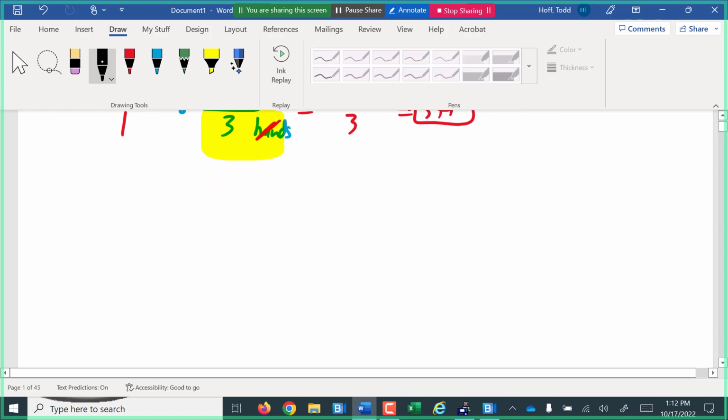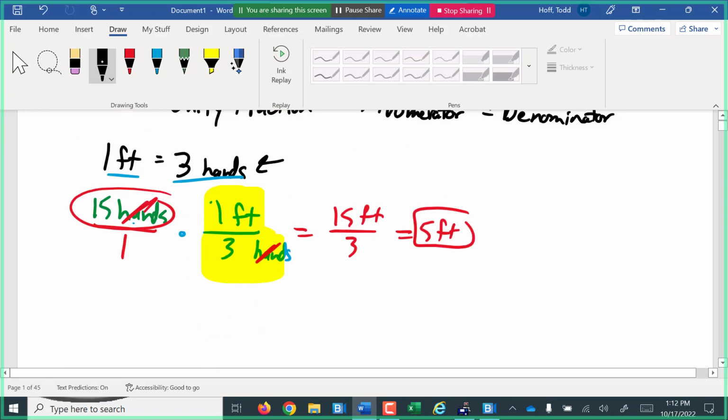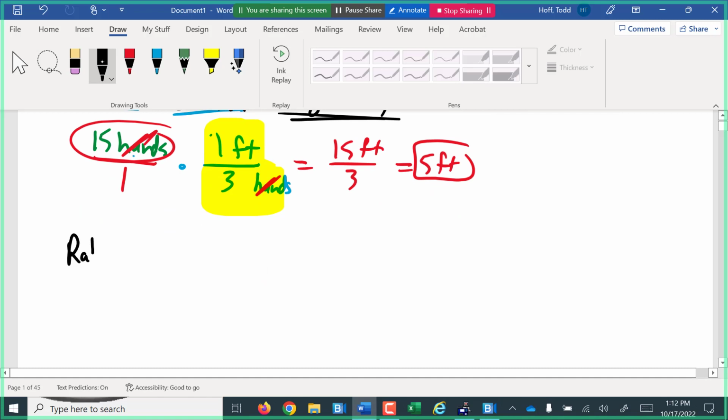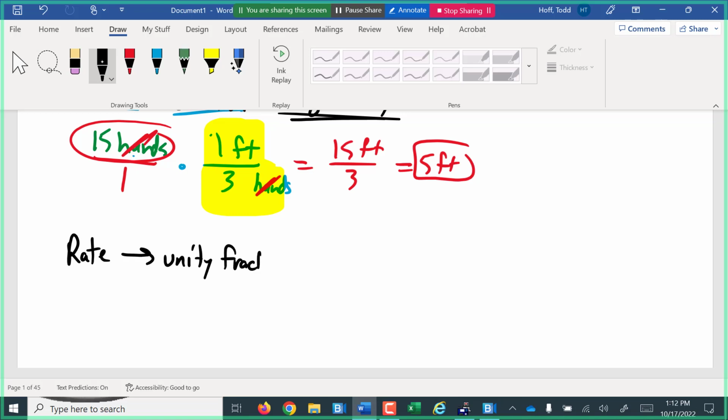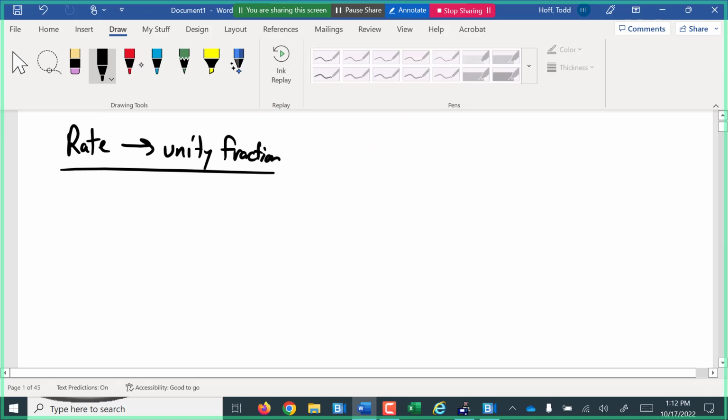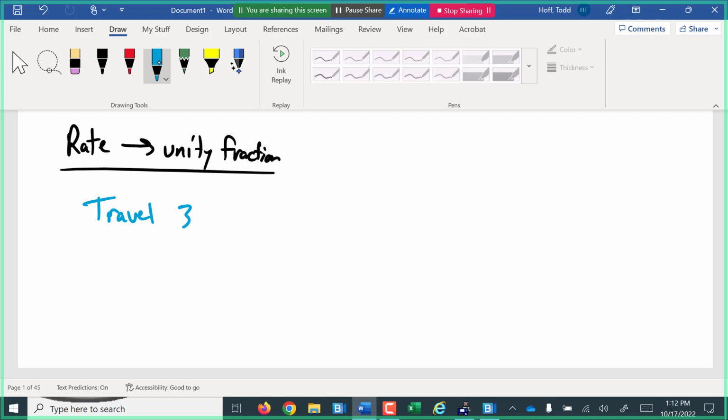Also, though, not just any equivalency can be used as a unity fraction, but also any rate can be used as a unity fraction. Well, what do I mean by that? Well, let's say you need to travel 320 miles, and you're going at a rate of 60 miles per hour.